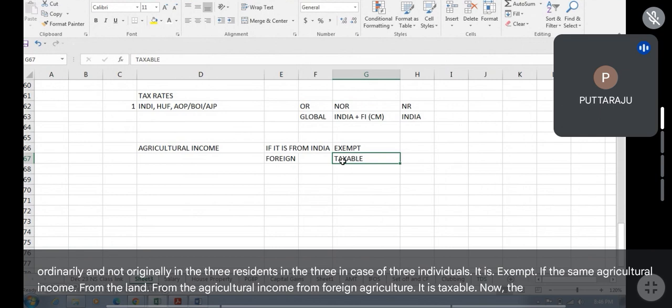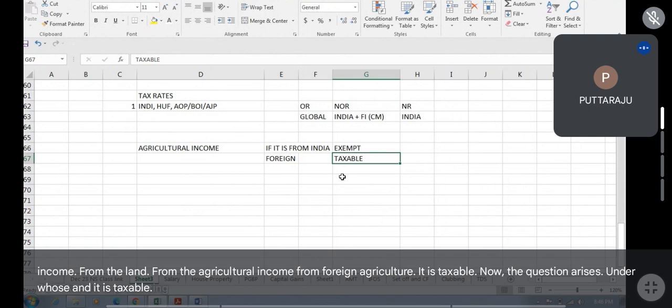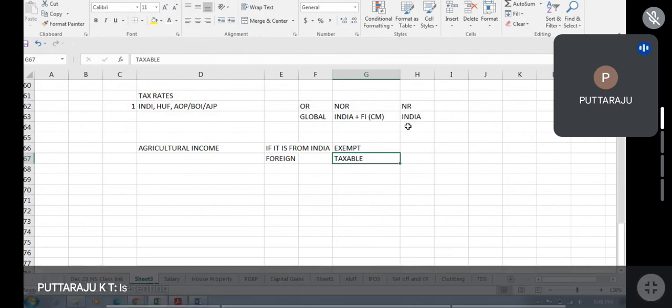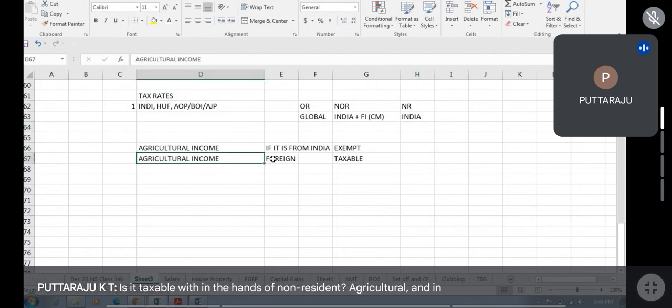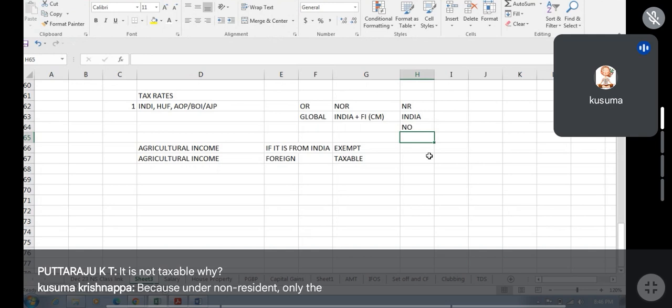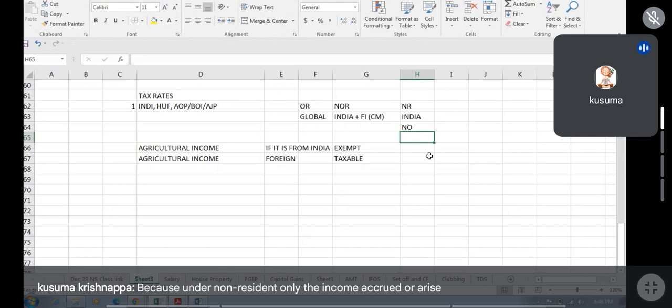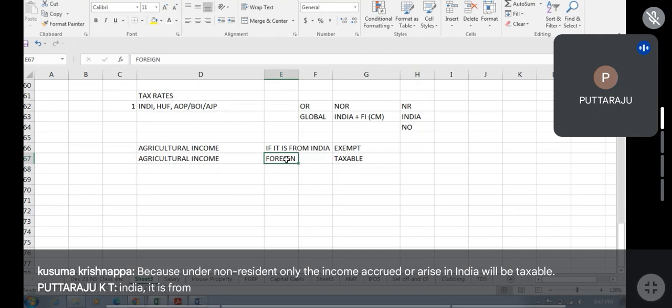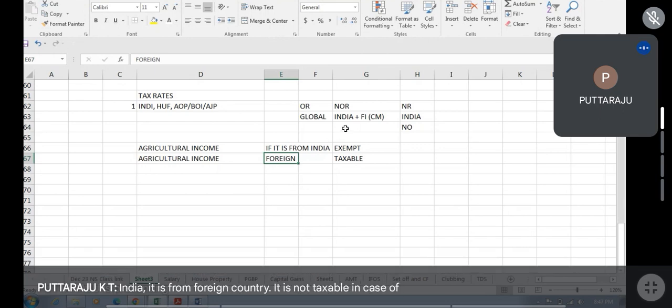Now the question arises, under whose hand is it taxable? Is it taxable in the hands of a non-resident, agricultural income from a foreign source? No, sir. It is not taxable. Why? Because under non-resident, only the income accrued or arising in India will be taxable. It is from a foreign country. It is not taxable in the case of a non-resident.